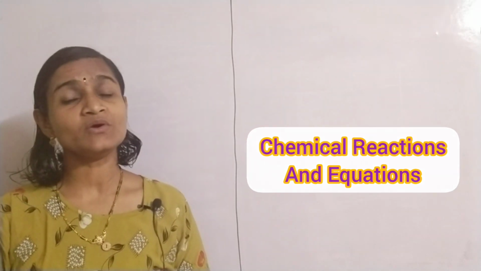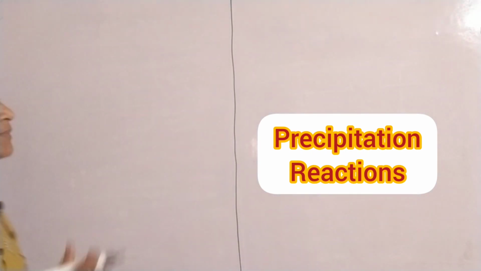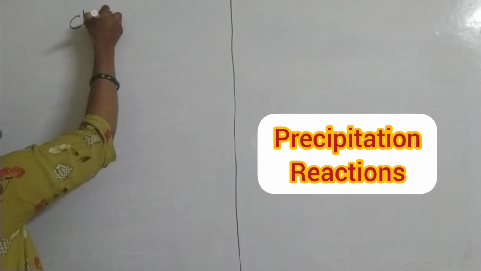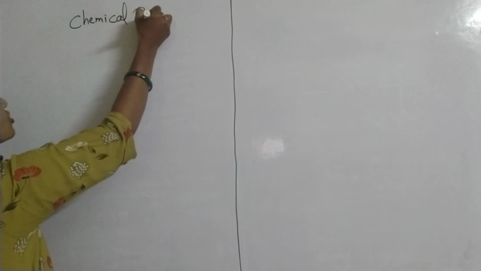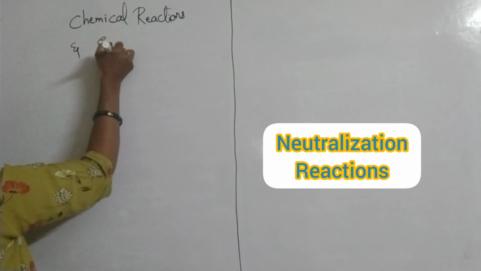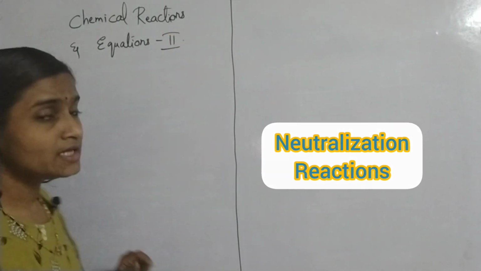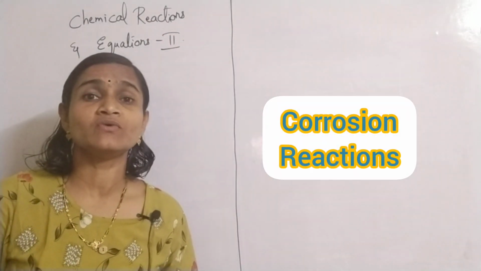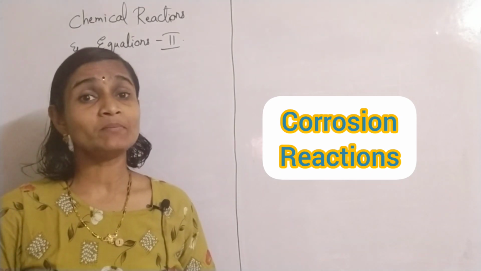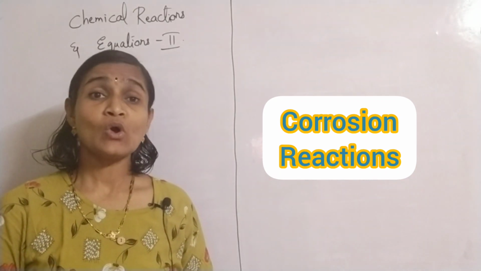In today's video we are going to learn about the remaining types of chemical reactions, that is, chemical reactions and equations part 2. We will discuss a concept overview. In the third part of this lesson, we will discuss the different kinds of objective questions that are expected to come for competitive exams.